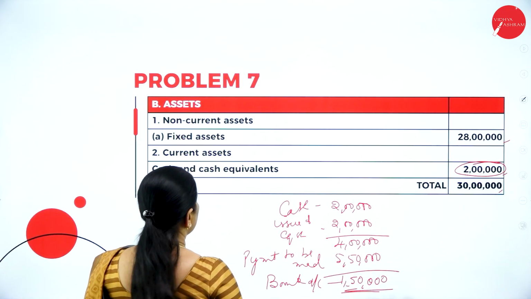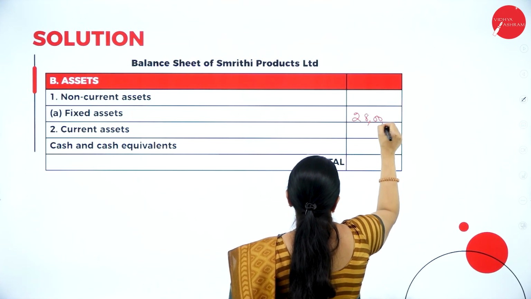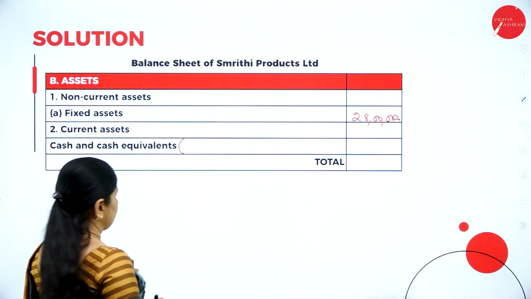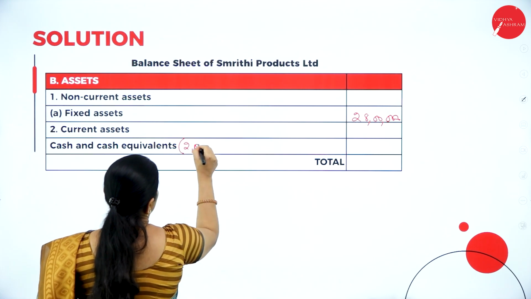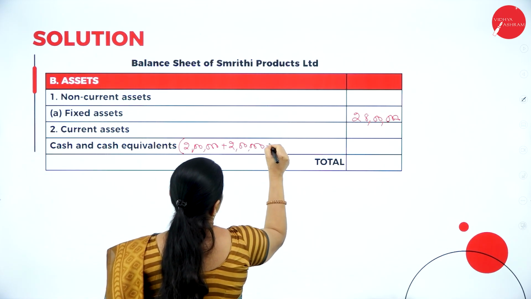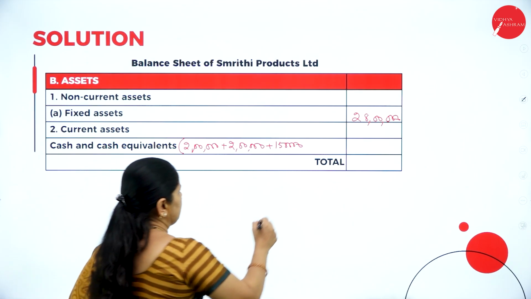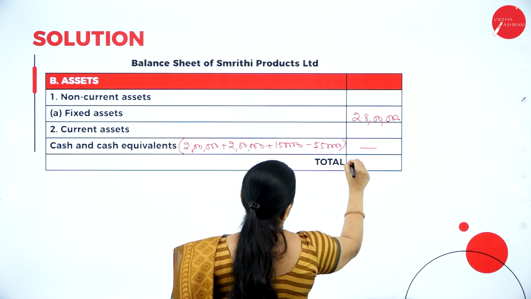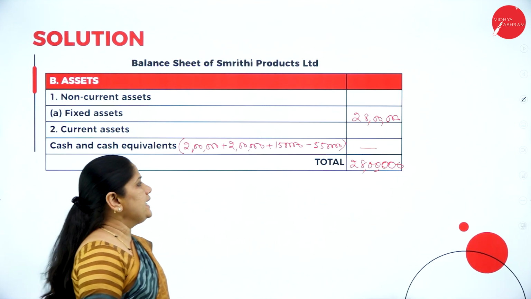28 lakhs. Then we have the cash and cash equivalents. Fixed assets, 28 lakhs. Now in this cash, there is a balance of 2 lakhs, so I write 2 lakhs plus 2 lakhs through the issue of equity shares, plus 1 lakh 50,000 through bank loan. So then we will be paying all this to preference shareholders, minus 5 lakhs 50,000. So the balance is nil. So we have the balance sheet at 28 lakhs.